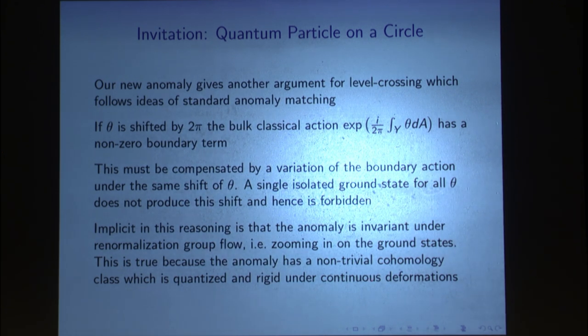So implicit in this reasoning are standard ideas of anomaly matching, which is that the anomaly, this classical action in the case that we're writing, is invariant under RG flow. So it's a property only of the ground states. This is true because this anomaly has a non-trivial cohomology class, so it's a rigid object. Yeah, the coefficient is quantized here, exactly. So this theta dA term with i over 2 pi, that could have been an integer there, but nothing continuous.